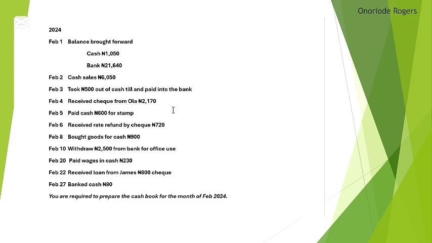So let's start. The first one says February 1st, balance brought forward. That means the balance that was brought forward from the previous month. We have cash of 1,050 naira, then bank of 21,640 naira. These are both debit balances. A normal cash book should have a debit balance, but there are situations where we can have a credit balance for our bank column, probably because we took an overdraft. So you have a debit balance.